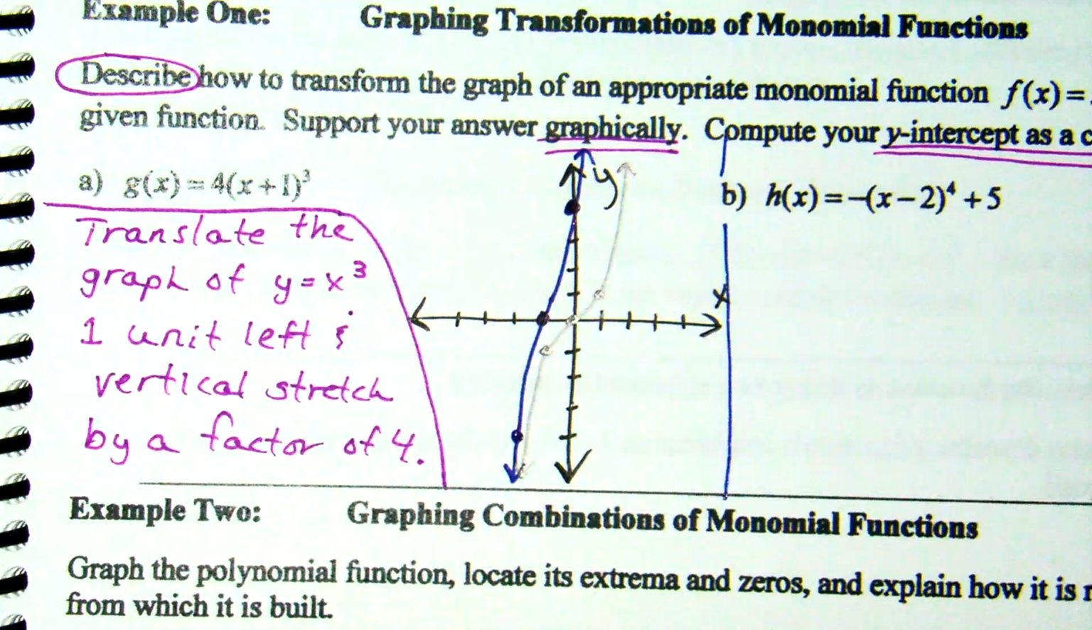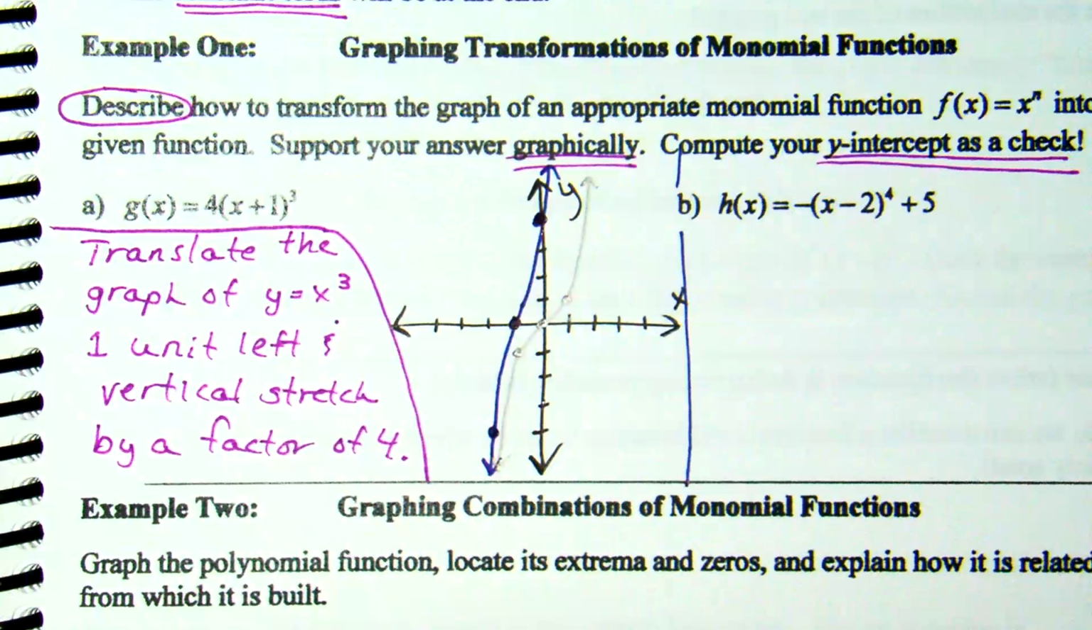Okay, backtrack. On A, we were supposed to compute our y-intercept as a check. Maggie, I said remind me if I forget. Well, totally spaced it. I just saw it and I was like, wait, we didn't do that. I did the same thing second hour.